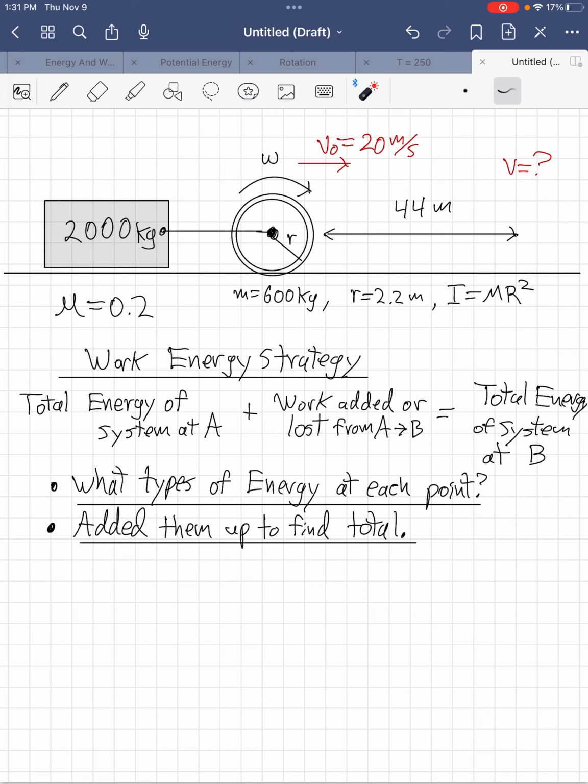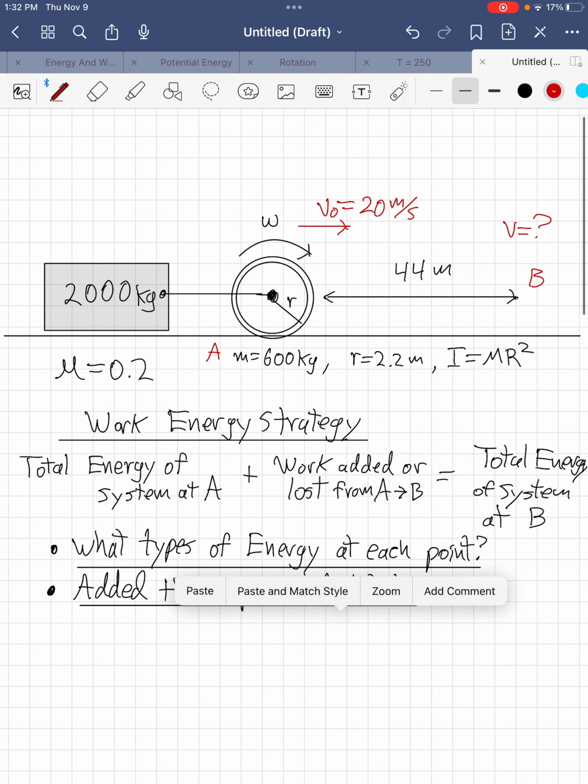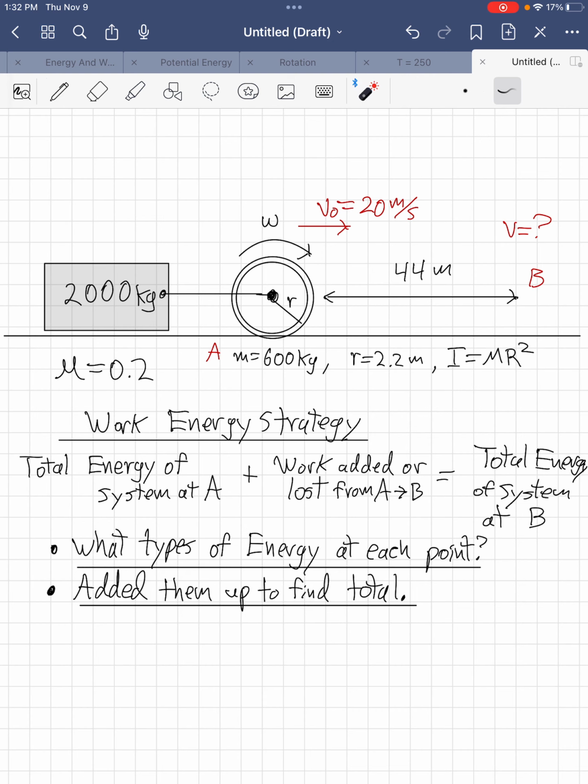All right, so in our case, let's think about the beginning as point A when we have our initial velocity given. And after we've traveled 44 meters, that's point B. So what types of energy do we have at the beginning? We can think about spring energy, potential energy, kinetic energy. Now we have to think about rotational energy too.